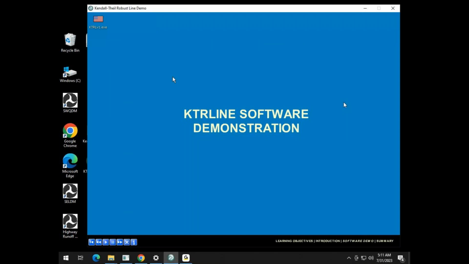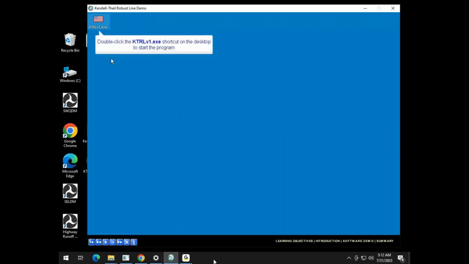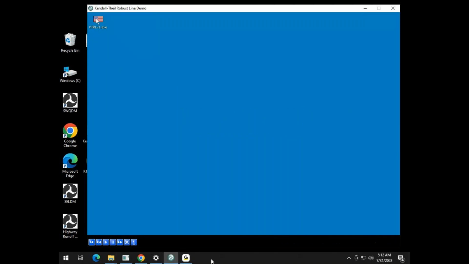Now we will demonstrate use of the Kendall-Theil Robust Line software. To start the software, either click on a shortcut you have established on your desktop or navigate to the KTRLine directory installed under the program files and activate the executable program file. Use of the software is demonstrated in the next Captivate video.